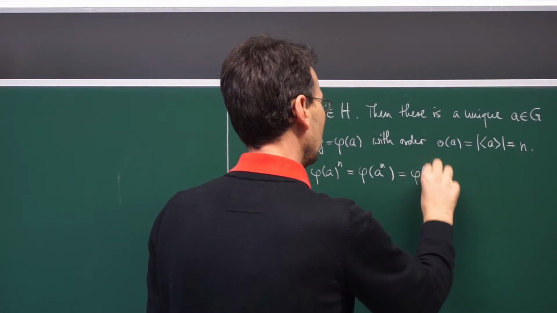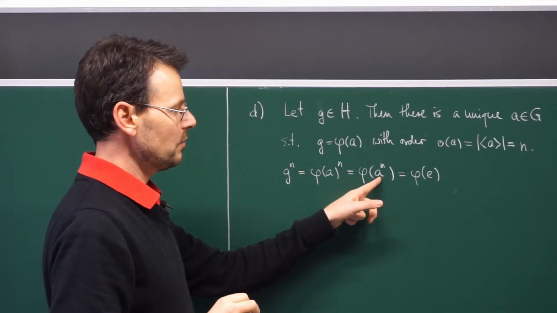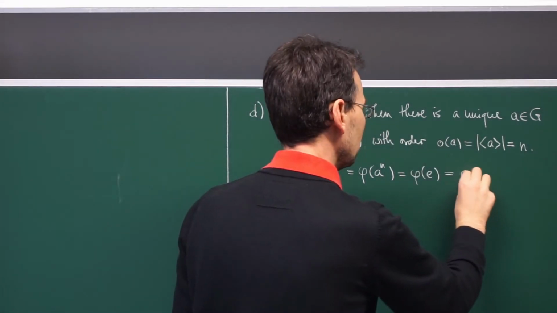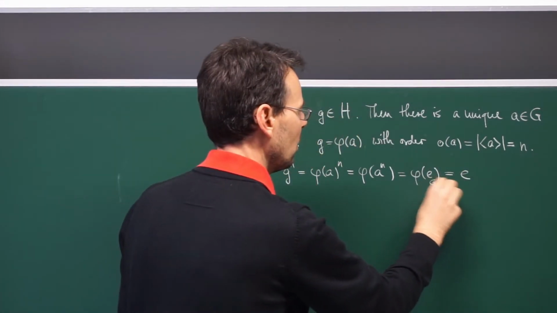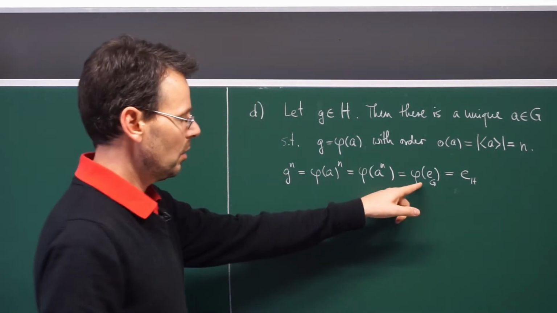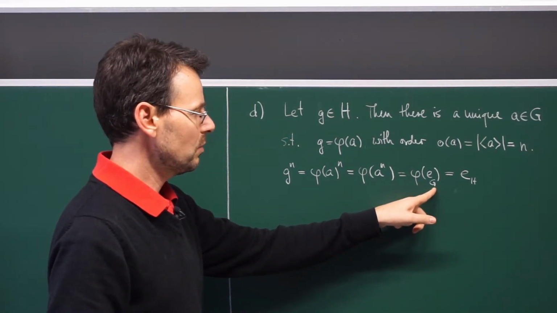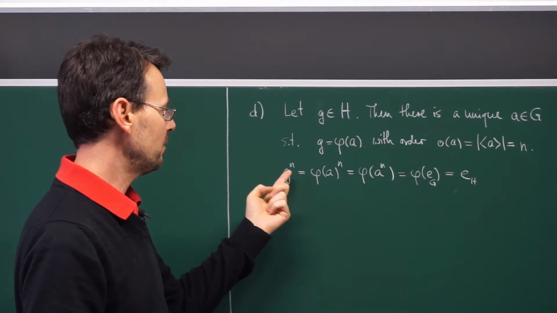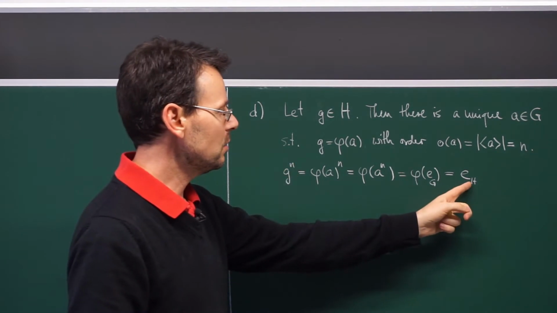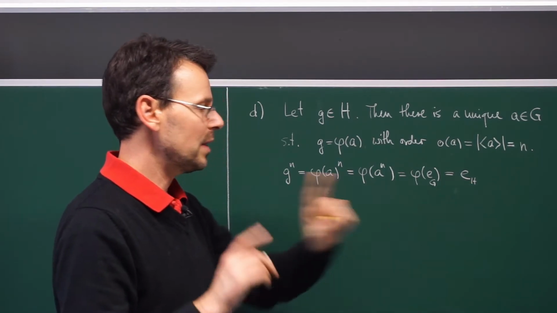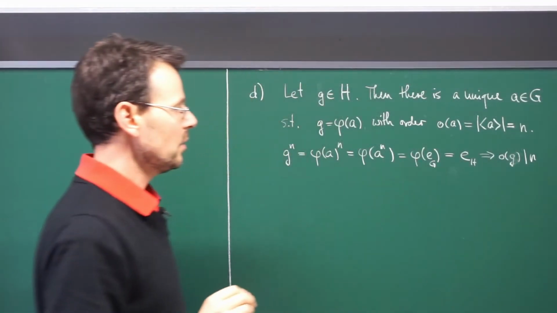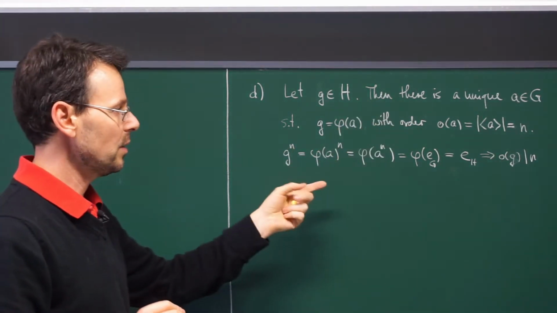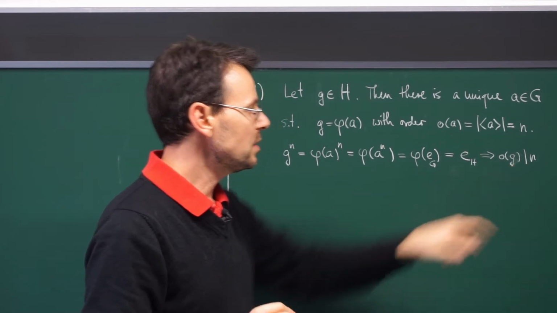Now, because a is of order n, a to the n is the identity, and we already know that a homomorphism always maps the neutral element to the neutral element of the other group. So we end up with the fact that G to the n is the neutral element of H, but we are not done yet. This only shows that the order of G is a divisor of this n. We proved that a while ago, but it could be smaller.